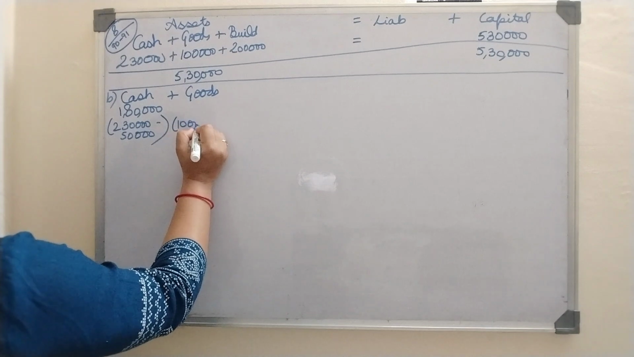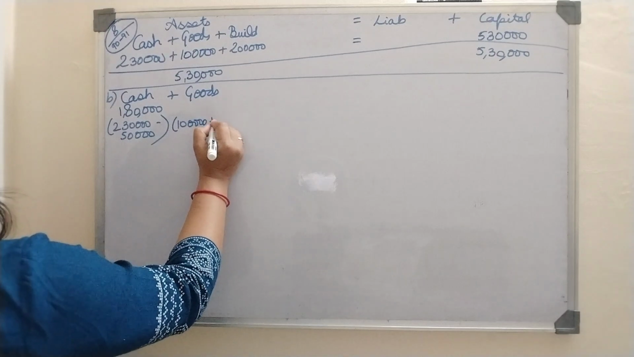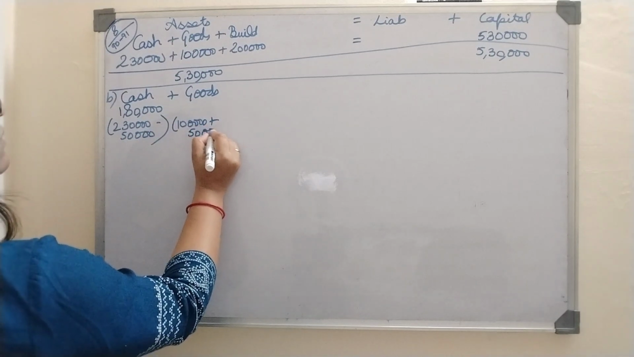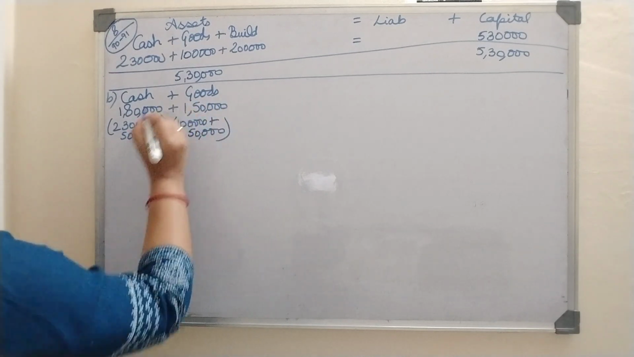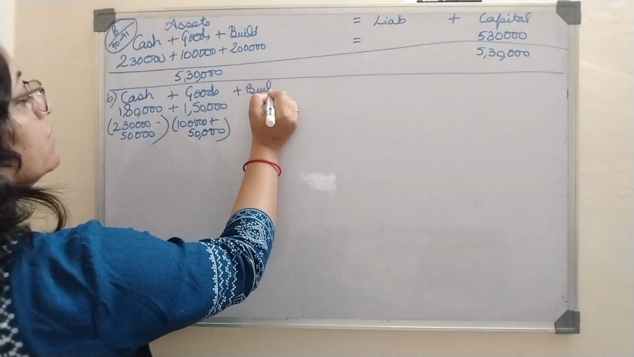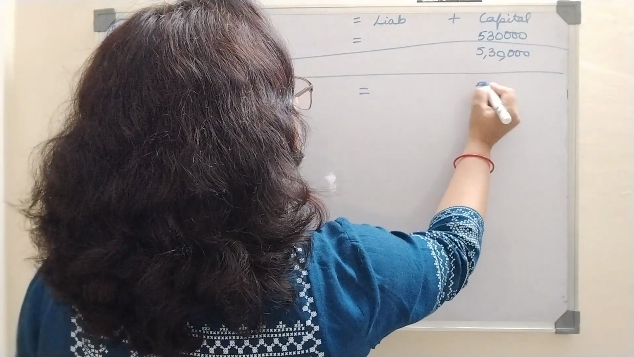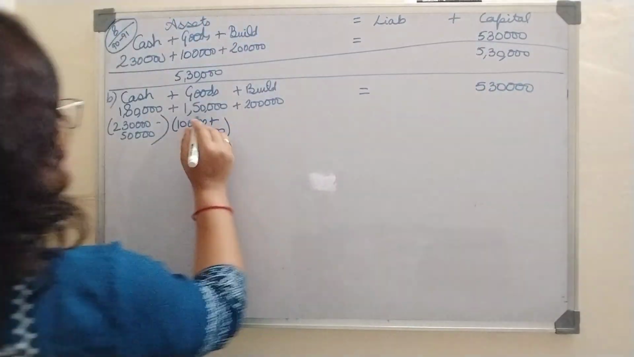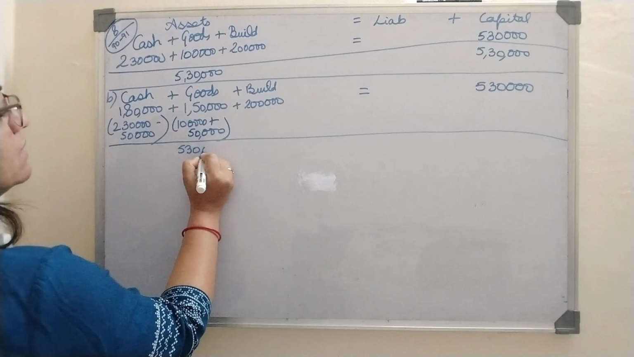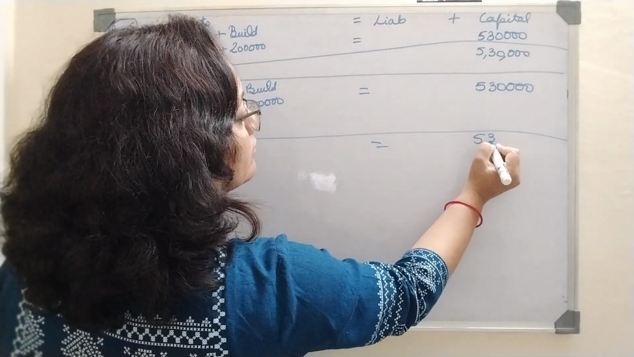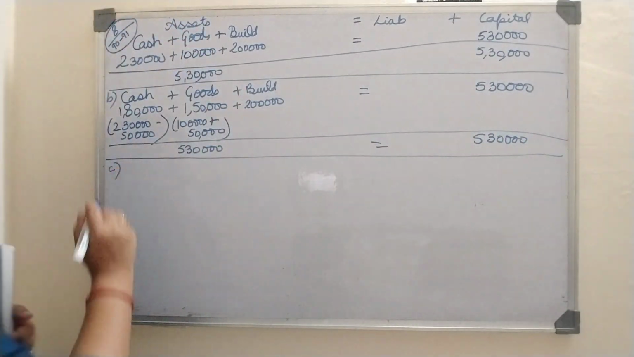Goods will be increased. Sorry, goods are 1 lakh. 1 lakh plus 50,000 comes to 1,50,000. Building we will not touch because nothing is related to building, so 2 lakh. Then capital remains the same. The whole effect of this equation is on the LHS only, so the total remains the same. Clear? Now we move on to the next part.